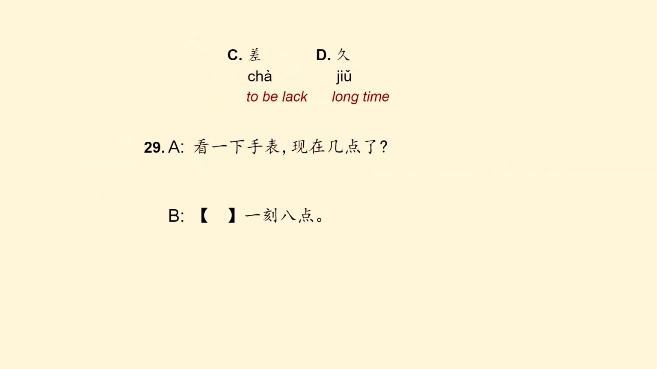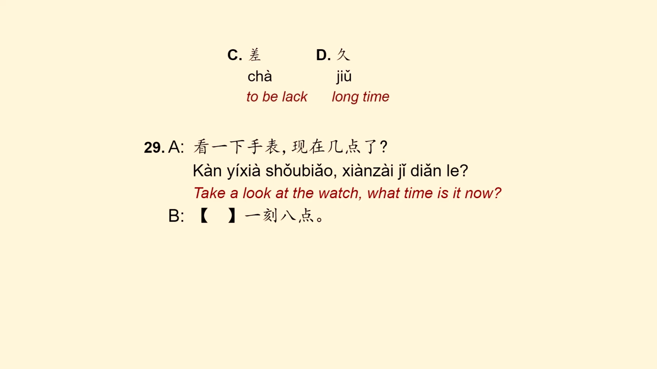In question number 29, we have a small dialogue. The first part says, 看一下手表,现在几点了? Take a look at the watch. What time is it now? Part B says, we have the blank, and 一刻八点, quarter 8.